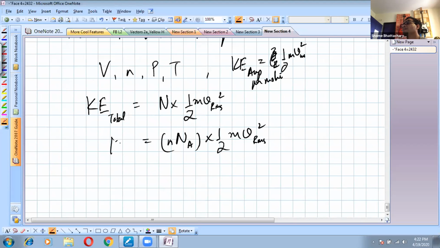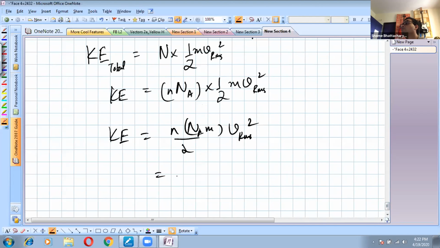So the total kinetic energy, as you can see, and this all should actually be quite clear to you. I'm just writing it as a derivation again. This can be written as n into Avogadro's number into molecular mass by 2 into VRMS square. So it can be written as number of moles into half molar mass into VRMS square.